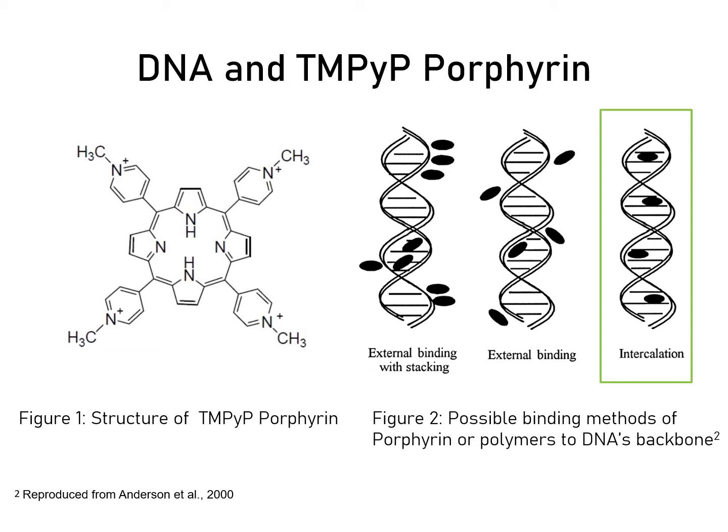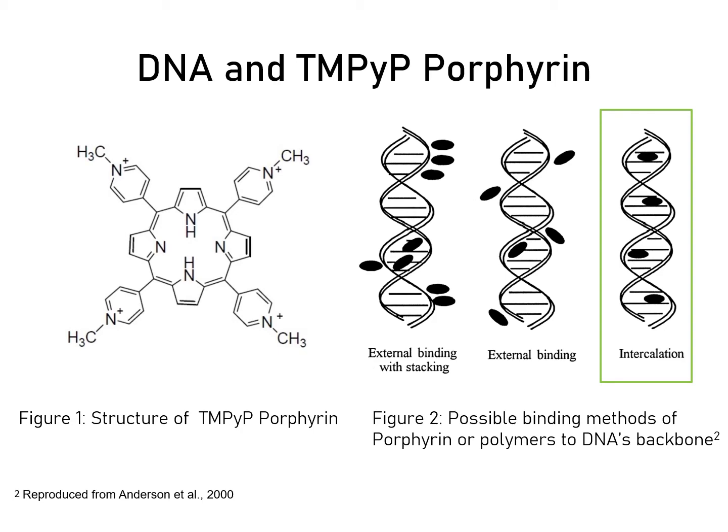TMPyP can bind to DNA strands in multiple different ways, whether externally binding with interactions between molecules or a more spread out binding, but we're really only interested in the intercalation, as that would allow for electrical interactions between the porphyrins and the base pairs where the conduction is expected to happen.